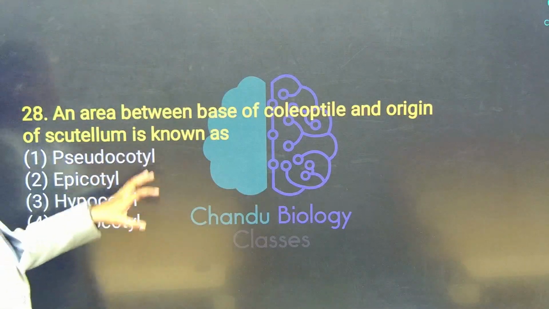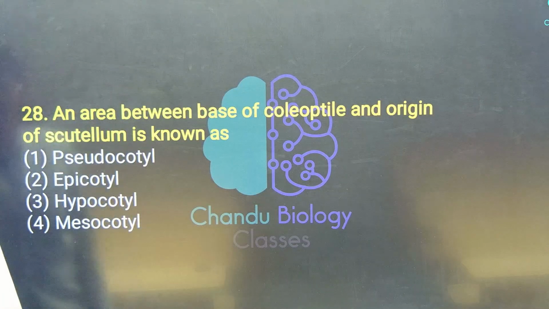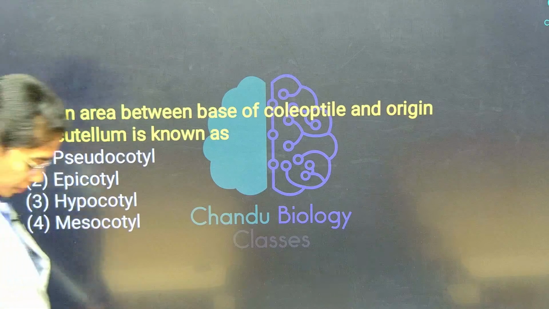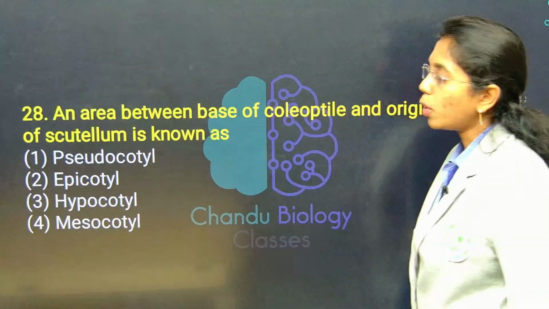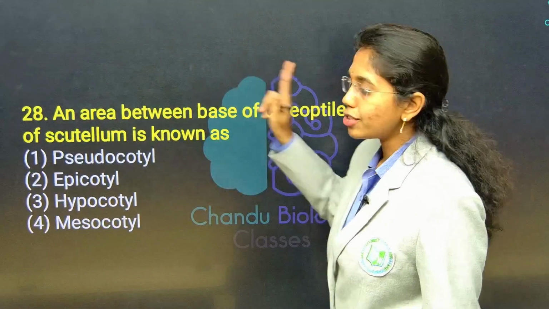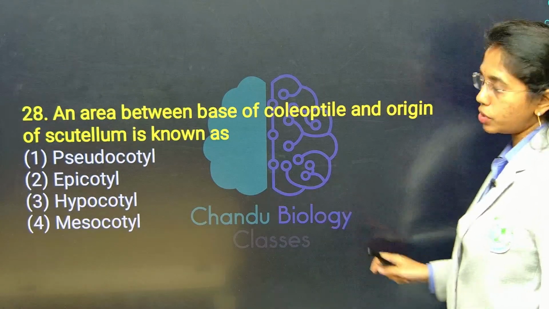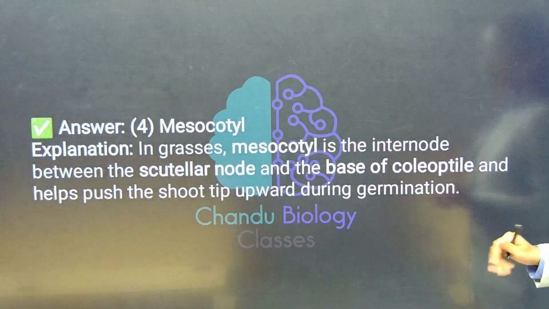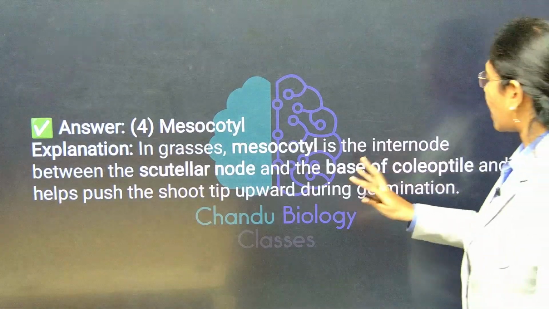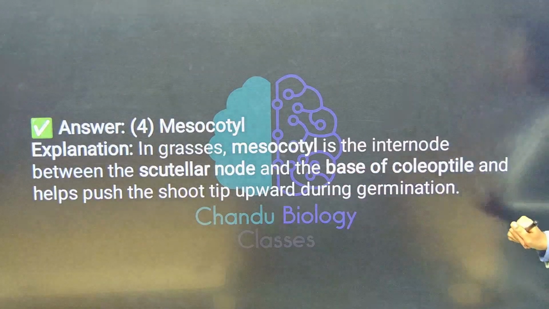An area between base of the coleoptile and origin of the scutellum is known as what? Hypocotyl is at the base, which leads to the formation of radicle. Epicotyl is at the tip, which leads to the formation of plumule. Pseudocotyl, it will not be there. Then the right answer will be what? Mesocotyl. Look at the explanation. In grasses, mesocotyl is the internode between scutellar node and the base of the coleoptile, and this helps to push the shoot tip upwards during germination.